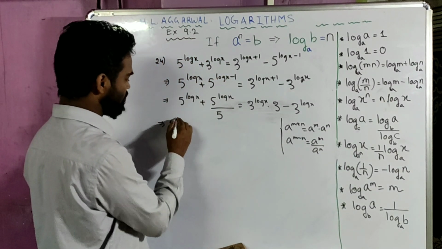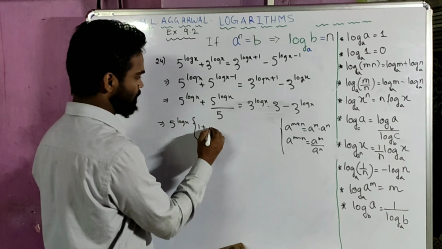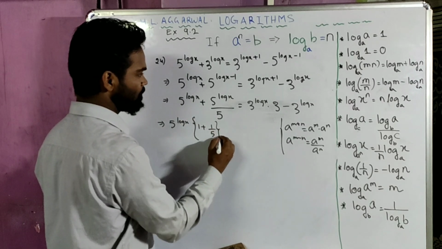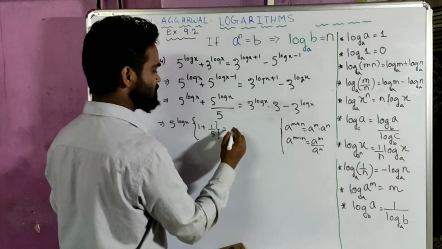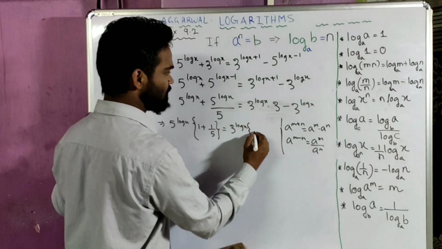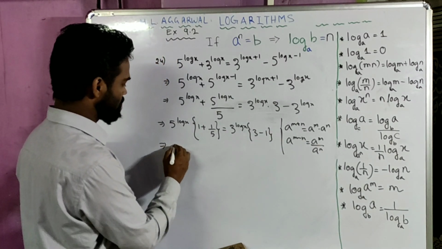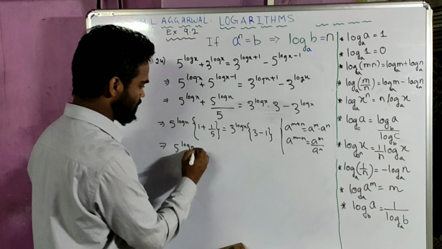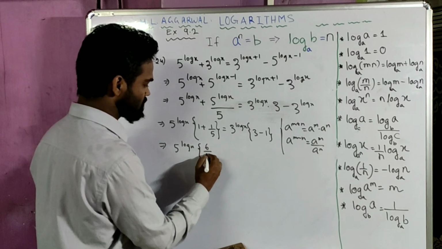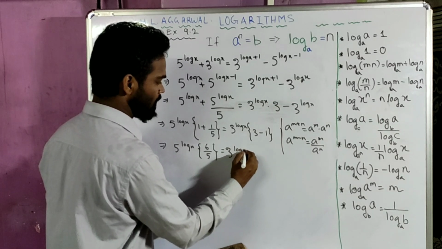If I take 5 to the power log x common, I'm left with 1 plus 1 by 5. Similarly over here, if I take 3 to the power log x common, I'm left with 3 minus 1. Am I clear? So this becomes 5 to the power log x, and this becomes 6 by 5, equals 3 to the power log x.